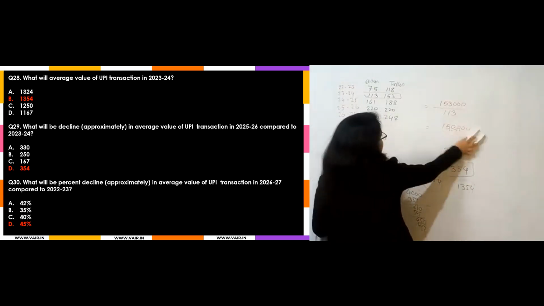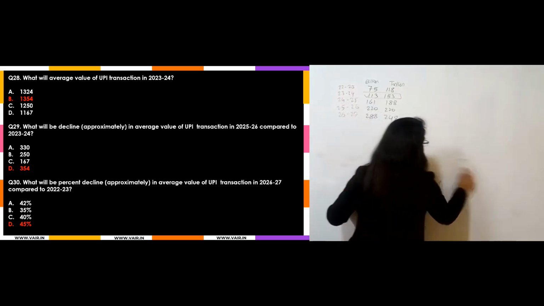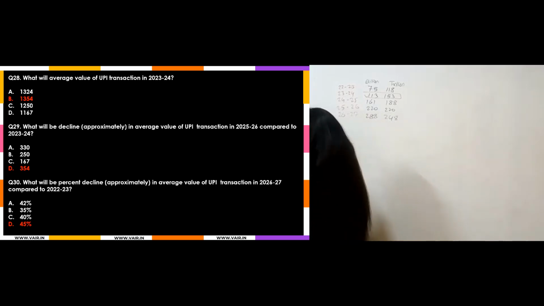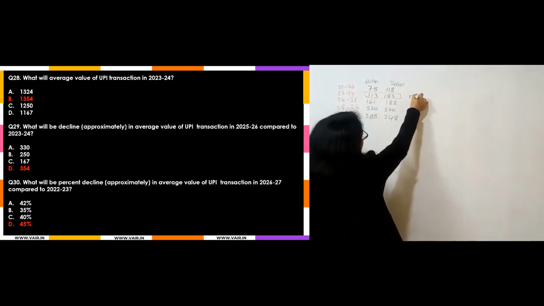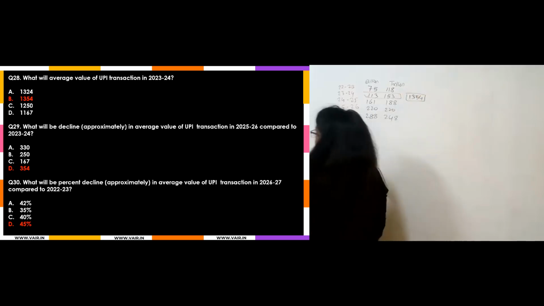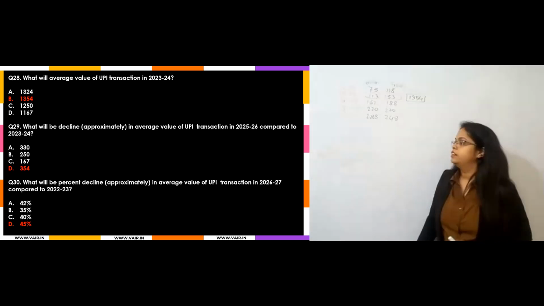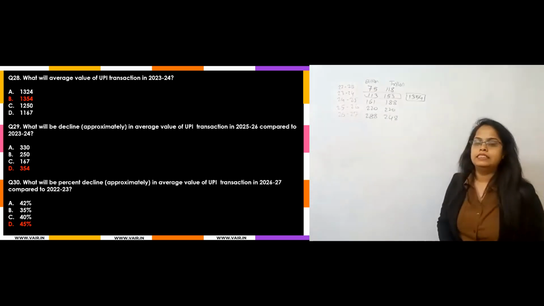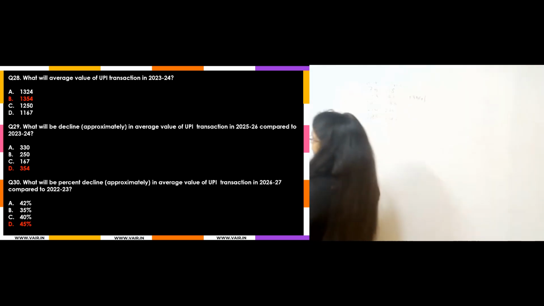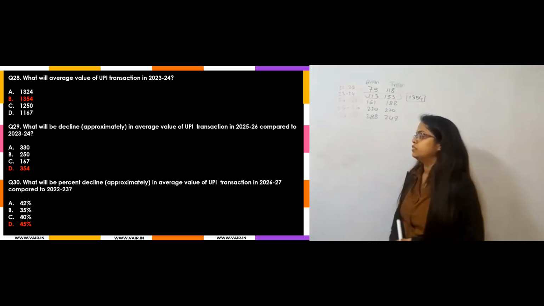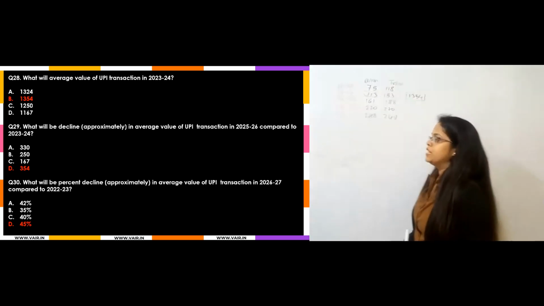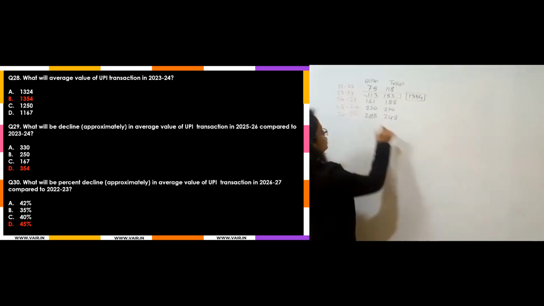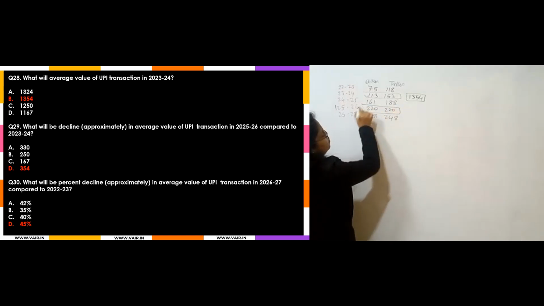Now let's solve the next one. What are they saying? But remember these values because we require this value. So here this value was 1354. Okay, then they are saying next is what? What will be the decline approximately in the average value of UPI transaction in 2025-26 compared to 2023-24? We already have 23-24. For 2025-26, you can see what it will be.